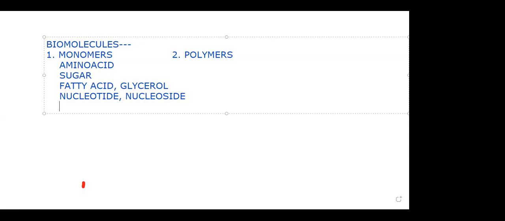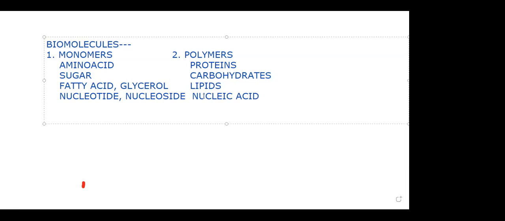When you come to the polymers, they include proteins, carbohydrates, lipids, nucleic acid. This is how we are going to make the classification under biomolecules.